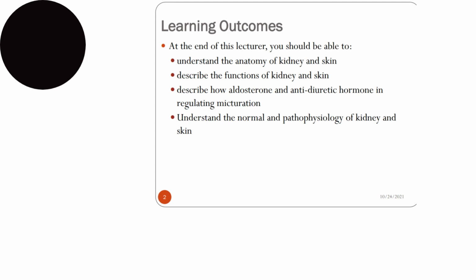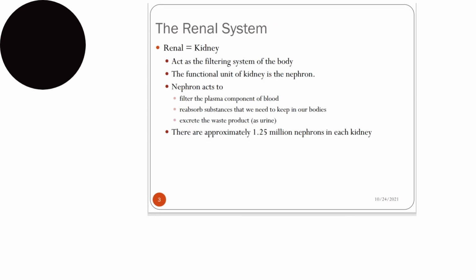Anyway, I think the first three learning outcomes are very important. You should know those parts in quite some detail, especially for your final. Right, the first part is the renal system or kidney system. Renal, we call it as well as kidney.